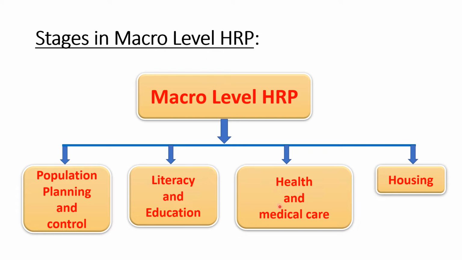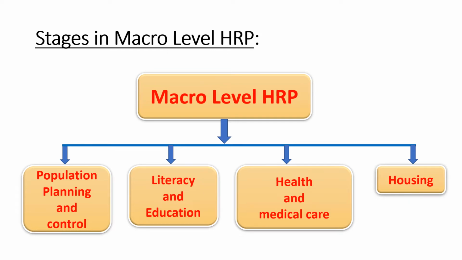And then health and medical care facilities, the basic health care facilities provided to the old and children as well as the young adults. Then coming to housing, the allocation of housing to all its citizens is the prime responsibility of the government, be it at the state or national level.